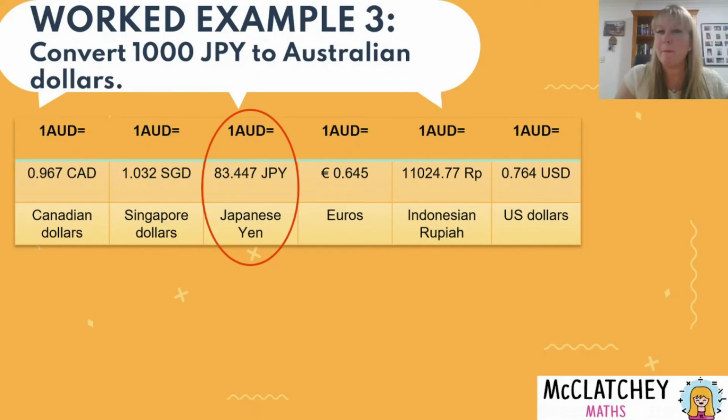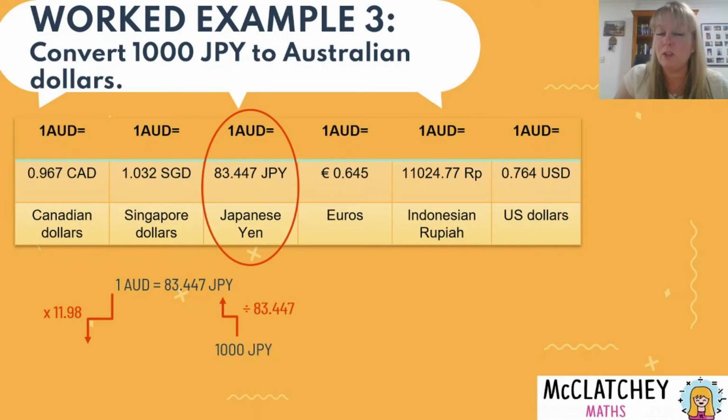Now, because we're going backwards, we're going to do a little bit of a circle here. So we start off with our exchange rate. We've got 1 Australian dollar, 83 Japanese yen. But we've got 1,000 Japanese yen, and we need to go backwards to the Australian dollars. So you're going to ask yourself, how many times does 83 go into 1,000? And so we can divide that in, and we'll find that the answer is 11.98. So we now need to multiply the $1 by 11.98 to get to how many dollars we end up with.